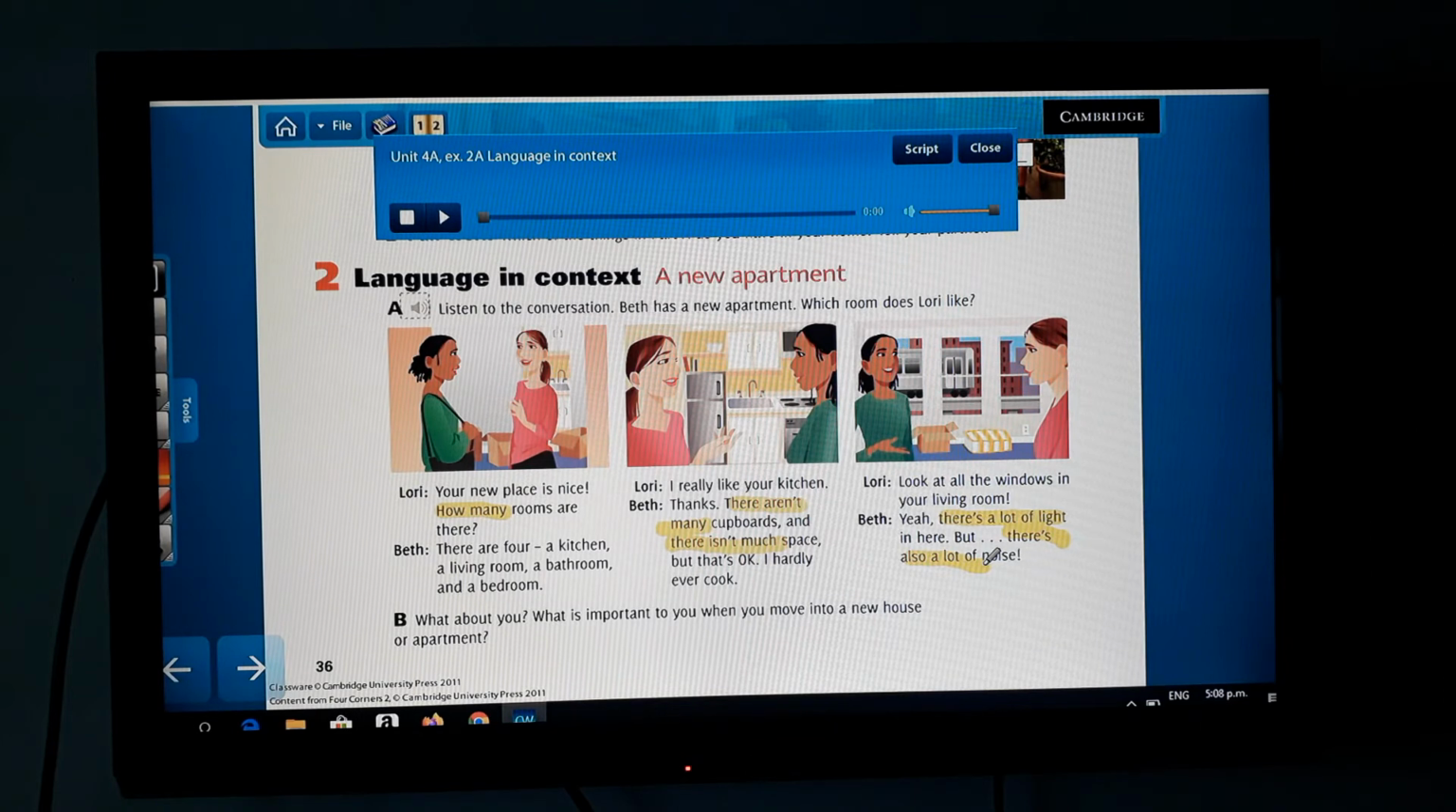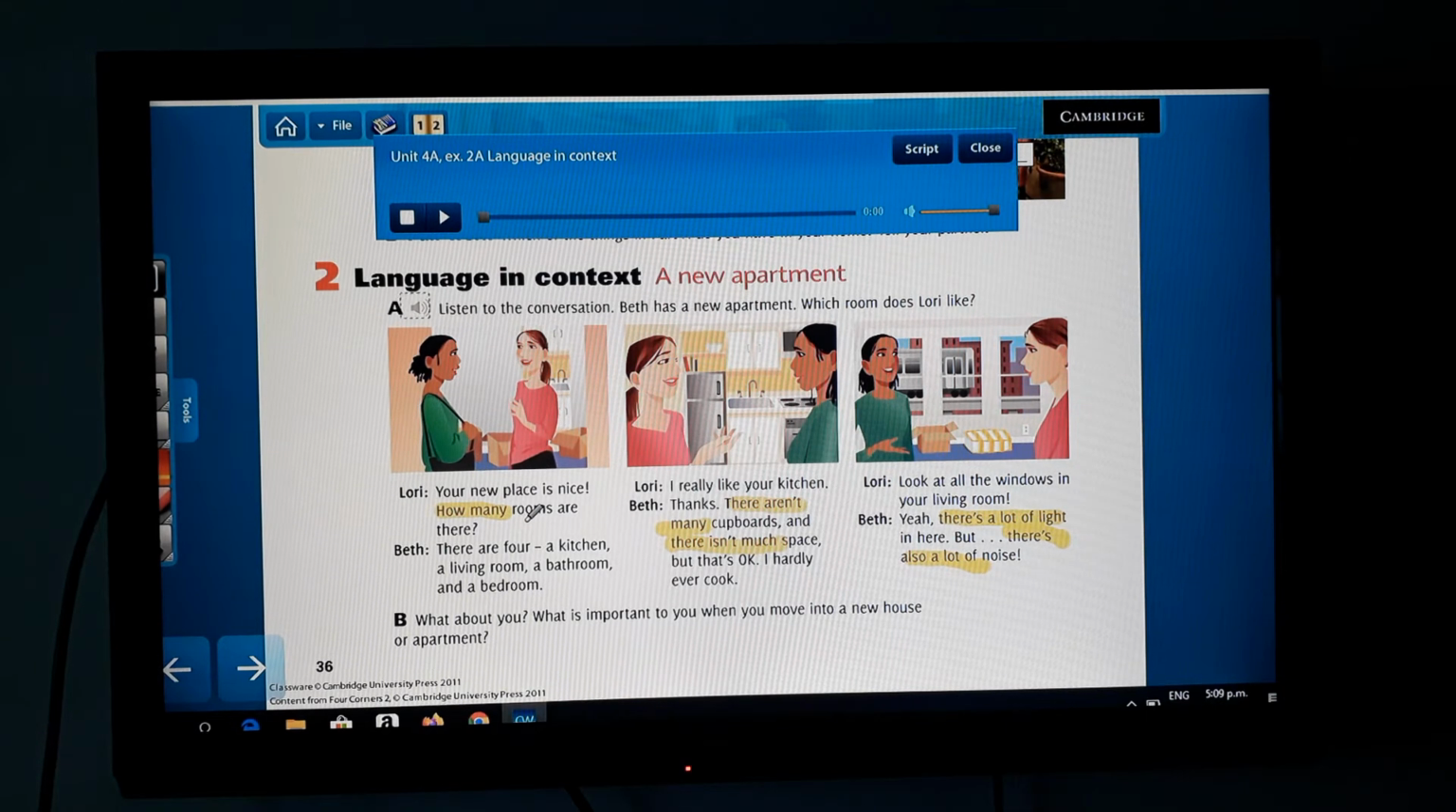If you look at these dialogues, you find something included in this mix. First of all, the uses of how many. It's so important. We use it with countables, for example, rooms. Looking at rooms, that is why they use how many for cupboards, and how much for space. It means you use these when you have countables and uncountables. We will get to that in the next part, but look at what is important to you when you move to a new house or apartment. So look at the example that we have here.